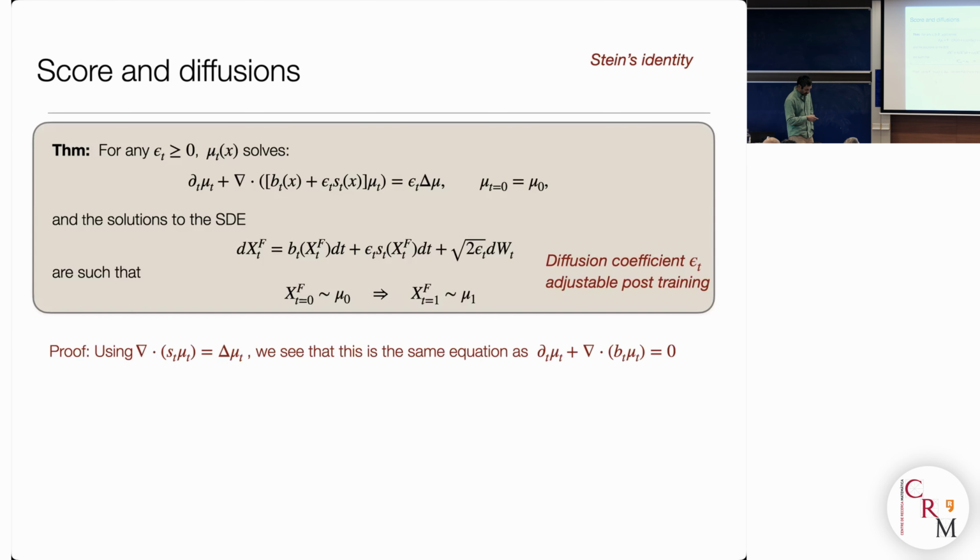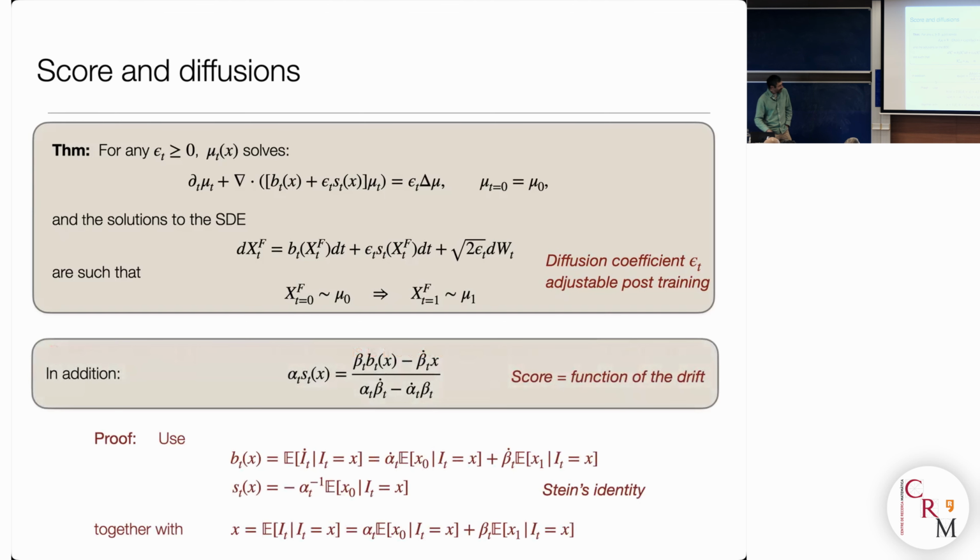But this also means that now you can realize the generative model using a diffusion where the diffusion coefficient can be adjusted. In fact, it can be adjusted post-training. Okay, if you take it to 0, you go back to the ODE case. If not, well, you get the SDE.